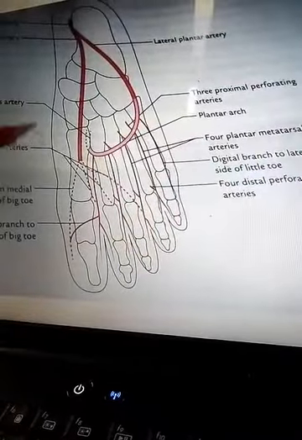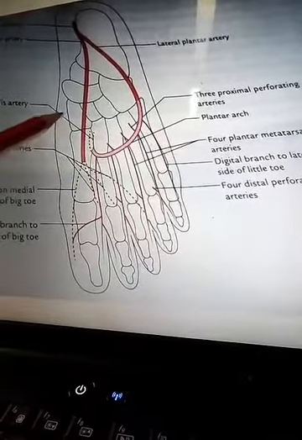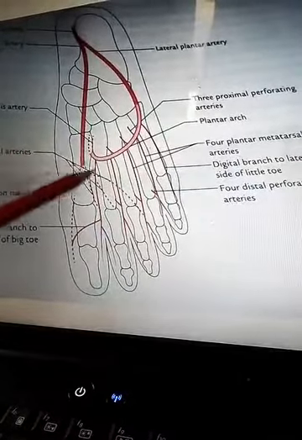The passages for proximal and distal perforating arteries are called windows of the sole.